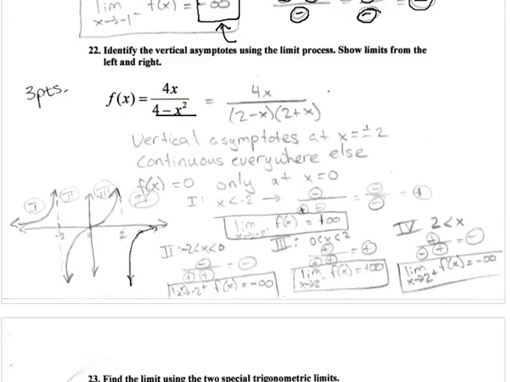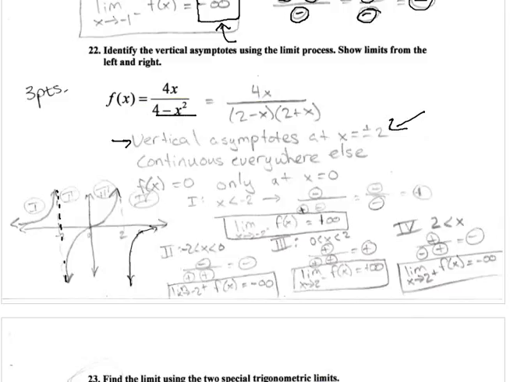There are no cancellations between the numerator and the denominator, so there are going to be vertical asymptotes at x equals plus and minus 2. And it's continuous everywhere else. So we divide things up into individual regions, or excuse me, 4 individual regions. One of them is for x less than negative 2. The other region is between negative 2 and 0, because we're trying to identify all the places where the signs have to remain the same.